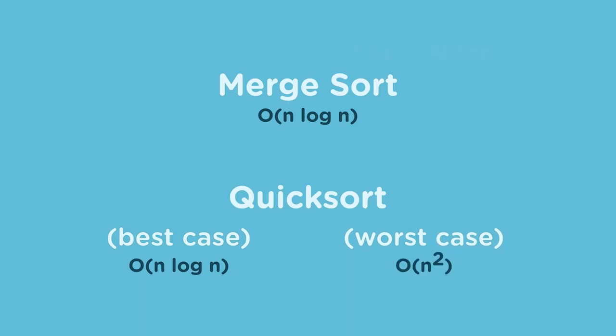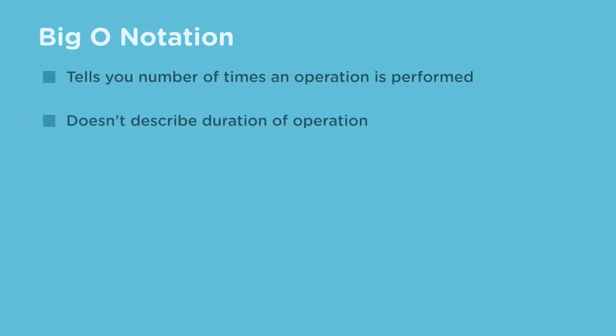And yet, out in the real world, quicksort is more commonly used than merge sort. Now why is that if quicksort's big O runtime can sometimes be worse than merge sort's? This is one of those situations where big O notation doesn't tell you the whole story. All Big O can tell you is the number of times an operation is performed. It doesn't describe how long that operation takes. And the operation merge sort performs repeatedly takes longer than the operation quicksort performs repeatedly.